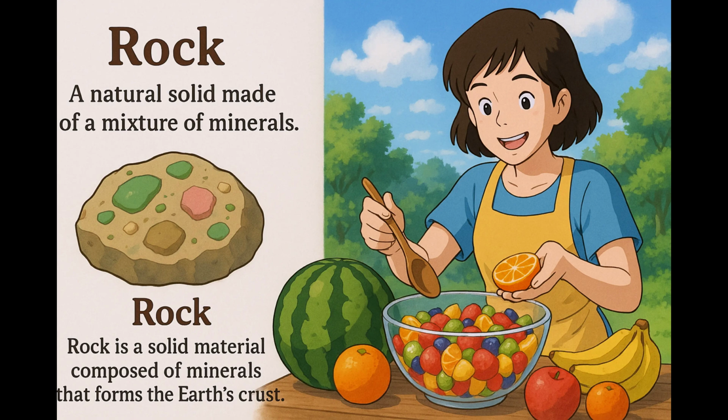Just like a fruit salad, a rock is a natural solid made up of a mixture of different minerals, each contributing its unique properties to the whole. In this analogy, the different fruits in your salad represent the various minerals, each bringing its own characteristics to create a diverse and cohesive mixture, just as minerals do in forming a rock.